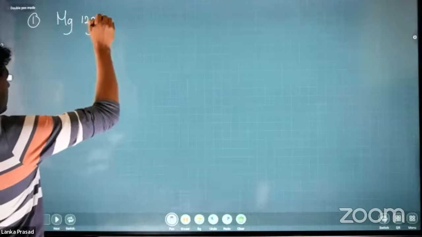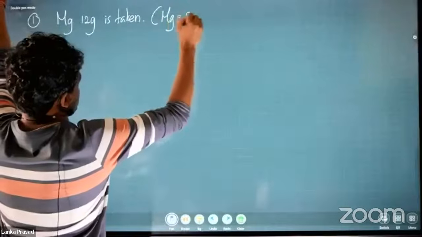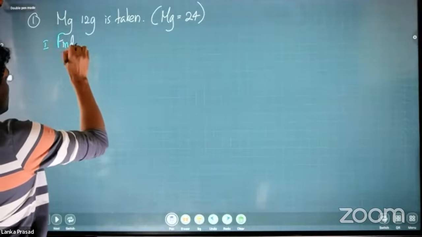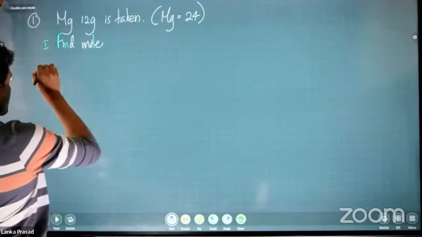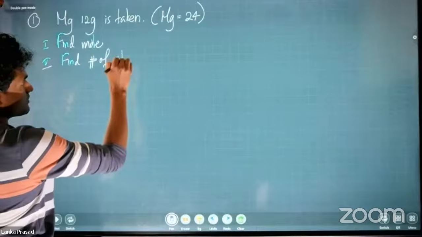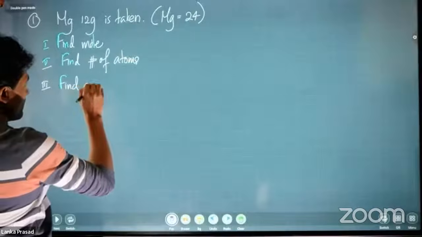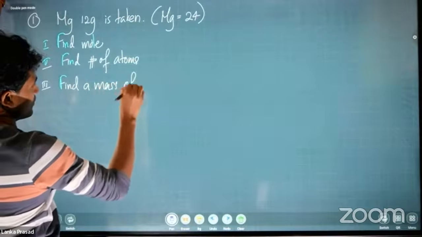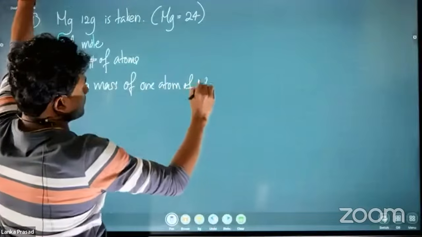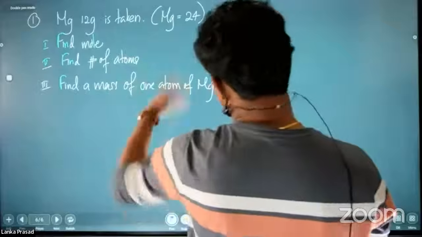Magnesium 12 gram is taken. One magnesium is 24, that means relative atomic mass 24. First one, find number of moles. Second, find number of atoms. Third one, find the mass of one atom of magnesium. Right? Find the moles, find number of atoms, find the mass of one atom of magnesium.